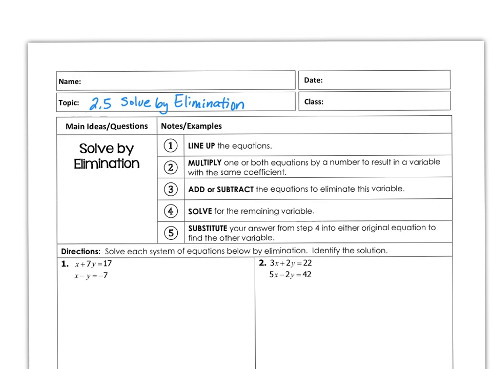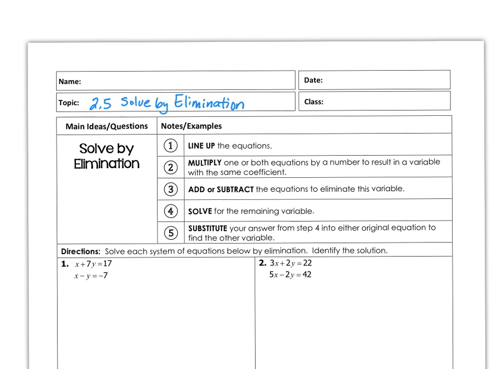Okay, so this is 2-5, solved by elimination. Now, when you have a system of equations, I find this is probably the easiest way to solve. People prefer this over substitution or graphing. The steps are right here for you, where you have to make sure the equations are lined up.